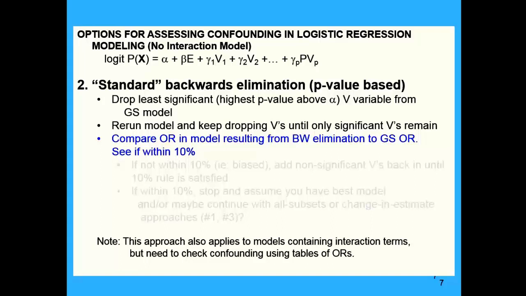It's E to the beta. So you compute E to the beta for that model that has the 3 V's in there, and you compare that E to the beta to the E to the beta in what model? The gold standard model. And when you ask, is the E to the beta in the reduced model after backward elimination within 10% of the gold standard E to the beta?